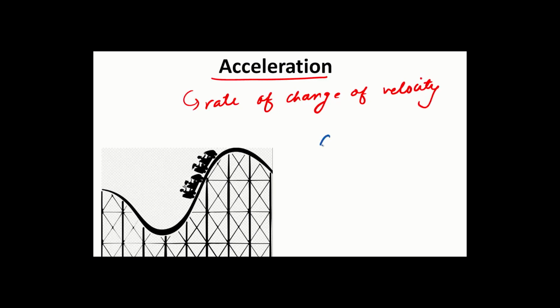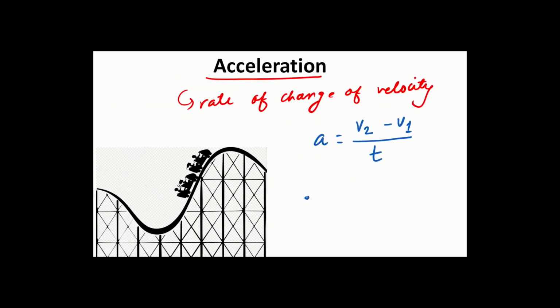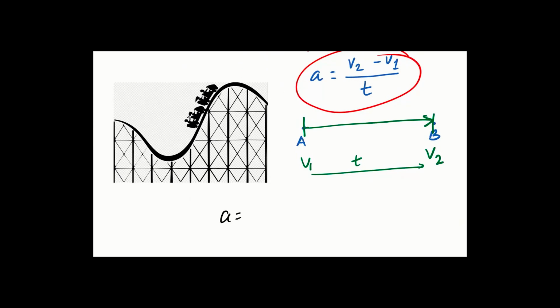So we can say A, which is acceleration, equals v2 minus v1 over time. Let's imagine a scenario: point A, point B, a body is traveling from here to here. Here its velocity was v1, here its velocity was v2, and the time taken to change this velocity from here to here was t. So acceleration will come out to be v2 minus v1 over time taken, rate of change of velocity. What will be the unit? Unit simply will be unit of velocity, which is meter per second over second, that is meter per second square.